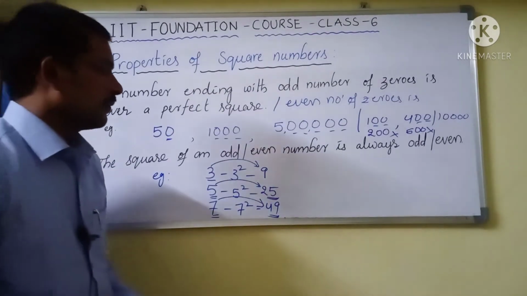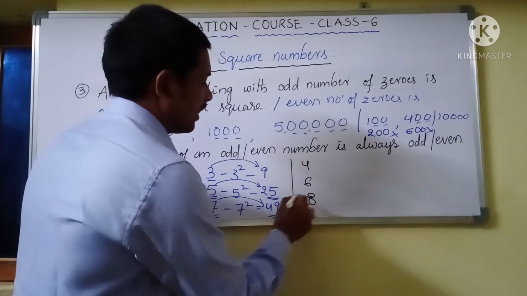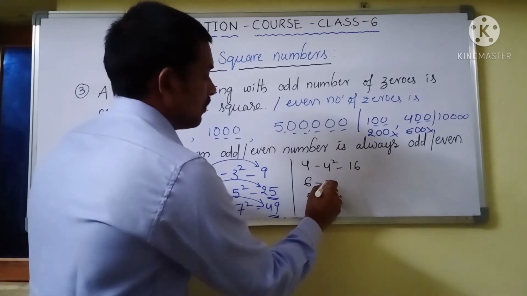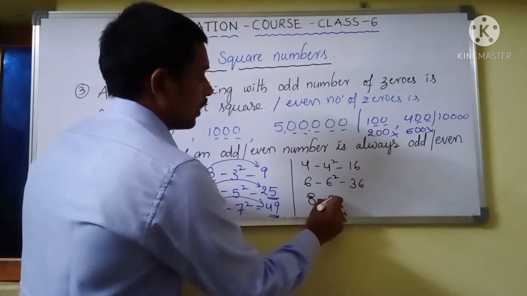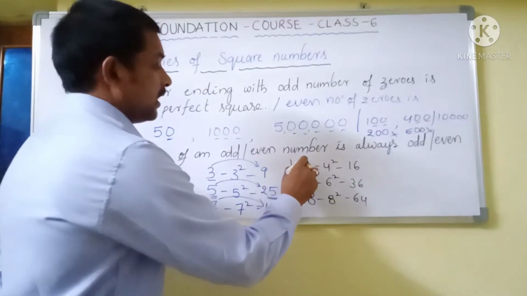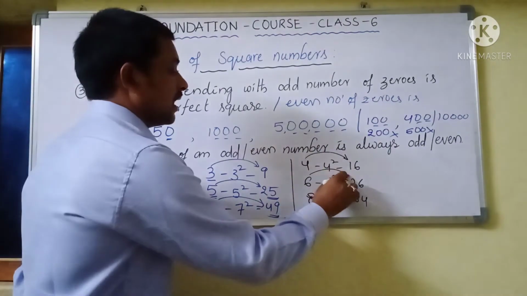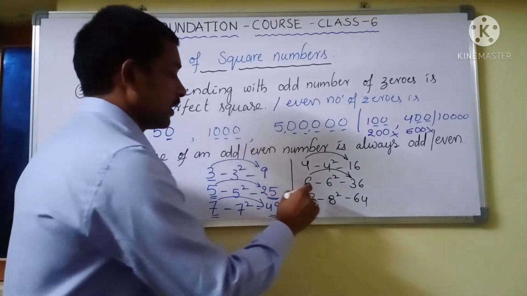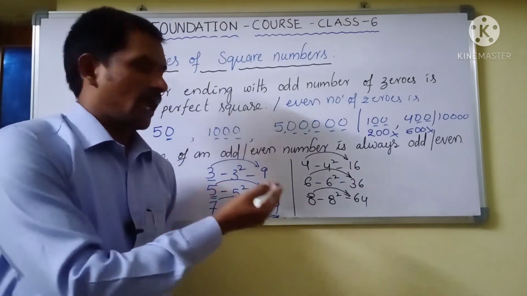So if you observe the even numbers, what are the even numbers? 4, 6 and 8. The square value of 4 is 16. The square value of 6 is 36. The square value of 8 is 64. So 4 is an even number, and the square value 16 is also an even number. 6 is an even number, and the square value 36 is also an even number. 8 is an even number, and the square value of 8 is also an even number.